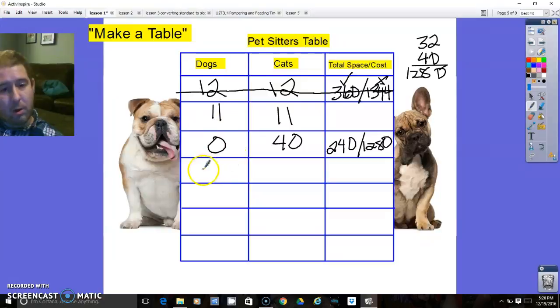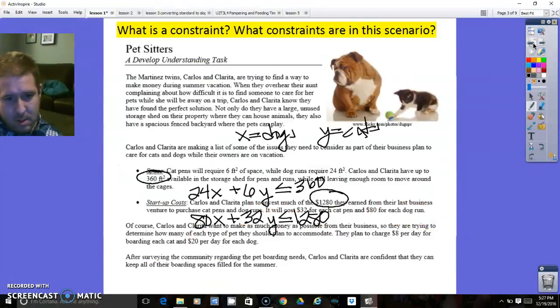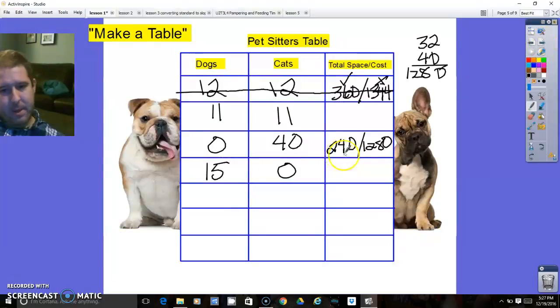Or you could have done all dogs, which, if I'm not mistaken, I believe it's 15-0. 15 times dogs, let's see, 24. So you would just simply do the math, figure it out, and that will give you these numbers right here. Then you can do some combinations of the two. So I believe it was 12-10, or it might have been 10-12, I can't remember off the top of my head right now, that these combinations would also work as well. So there's lots of combinations here that do work.